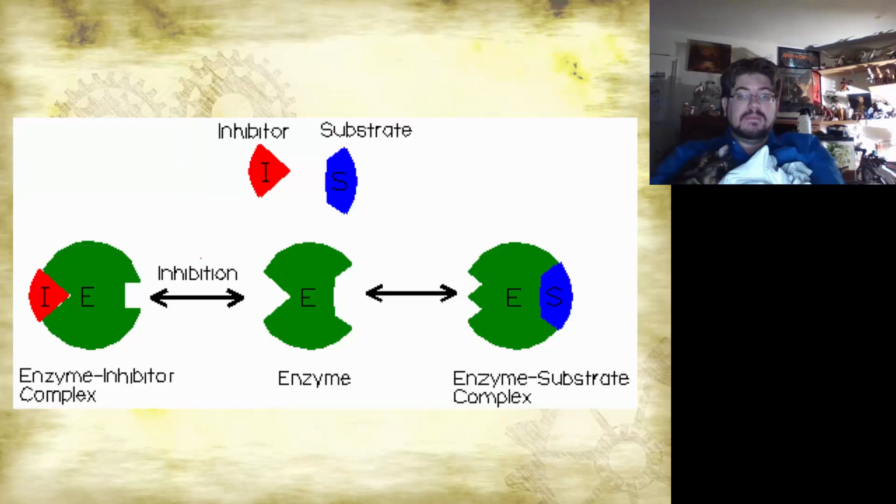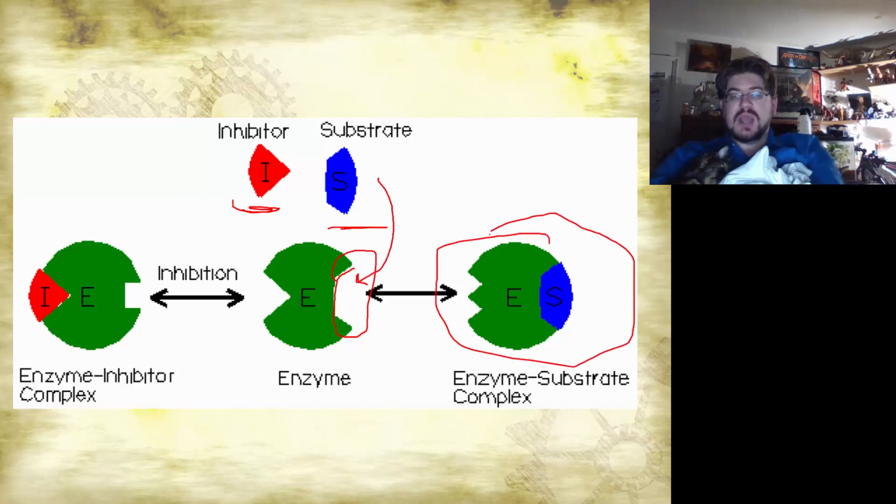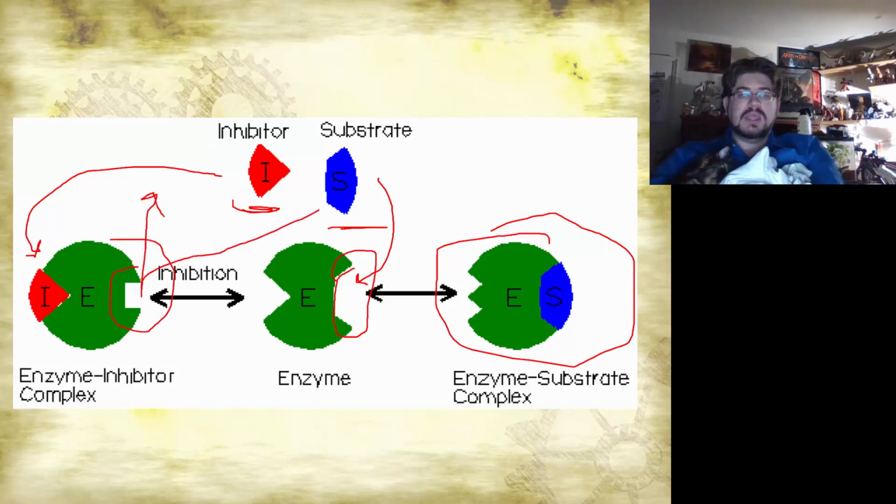So here we go. Here's our inhibitor here. Here's our substrate. And here's our happy enzyme on its own. With its active site, substrate binds in, we have our enzyme substrate complex. But when the inhibitor binds, we change the active site, and now, oh no, we can't bind. Oh, so sad.